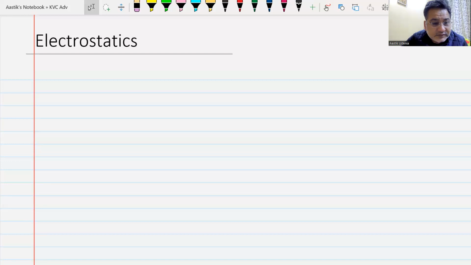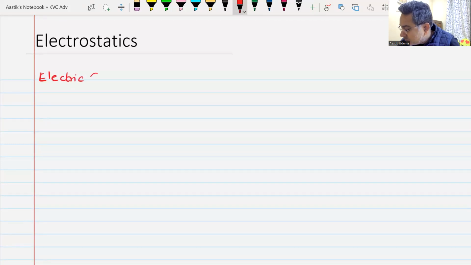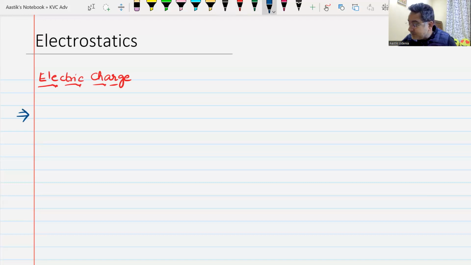Now, the first thing that comes in electrostatics is the definition of an electric charge. What is an electric charge? Any idea? You can think of electric charge as the property of matter due to which it experiences electrostatic or electric and magnetic effects.